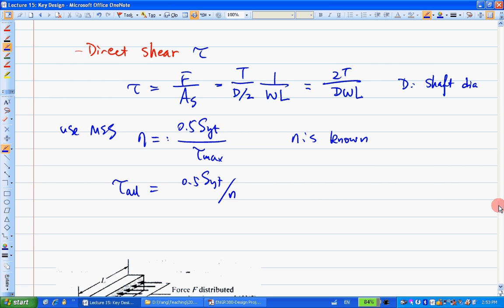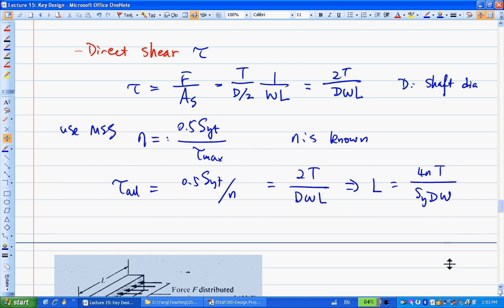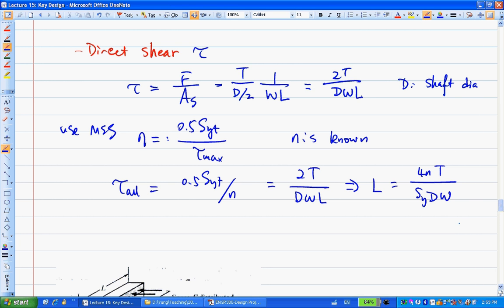So let it equal 2T over DWL. Let them equal each other and solve for L. So L will equal 4N times capital T over Sy, capital D, and W. W will be selected based on the size, and chances are it'll be a quarter of D. So that's basically a design equation coming from the MSS based on the situation of direct shear consideration.